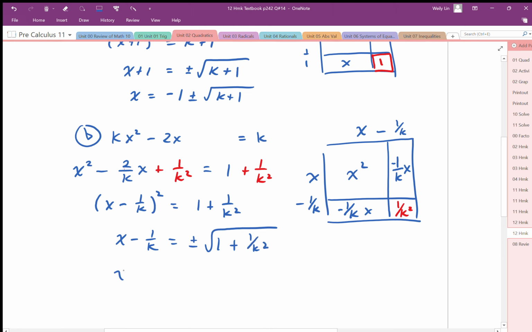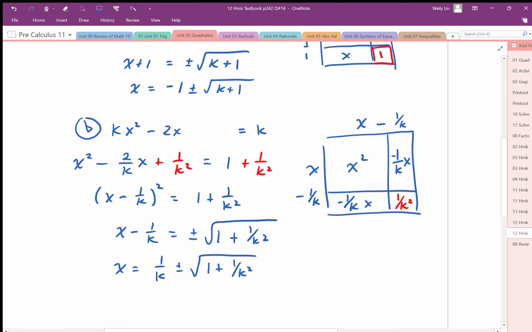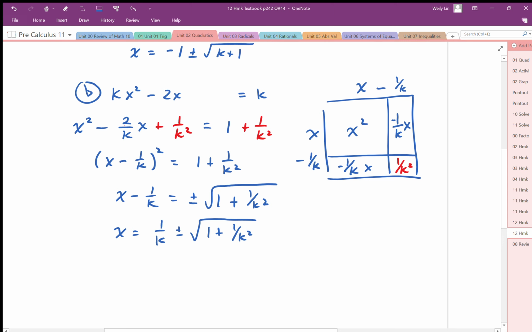Okay, solving for x, I get 1 over k plus minus the square root of 1 plus 1 over k squared. Okay, now we can leave it like this. This is perfectly okay. Do not square root those two parts because there's a plus there, so we cannot apply square roots when there's pluses. We can do, so this is good enough.